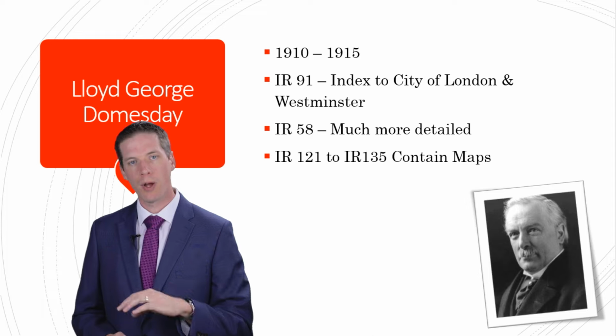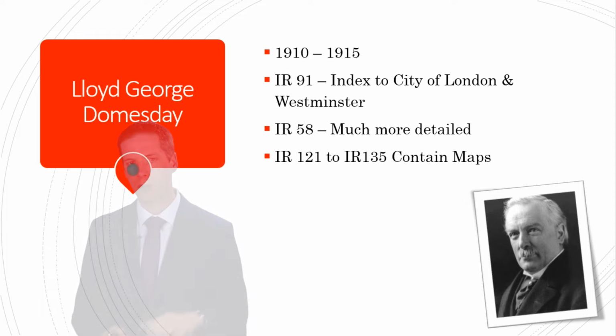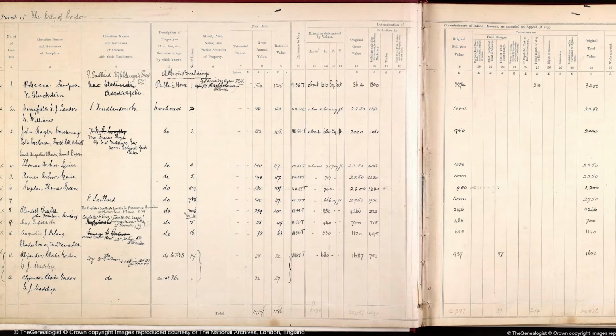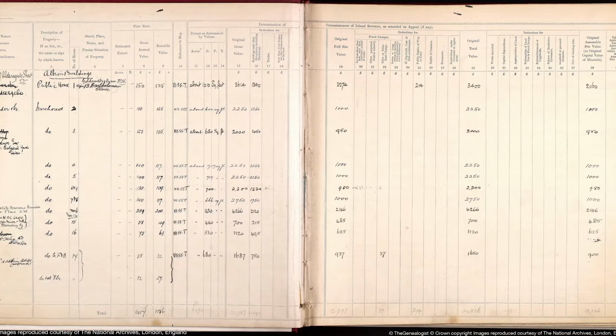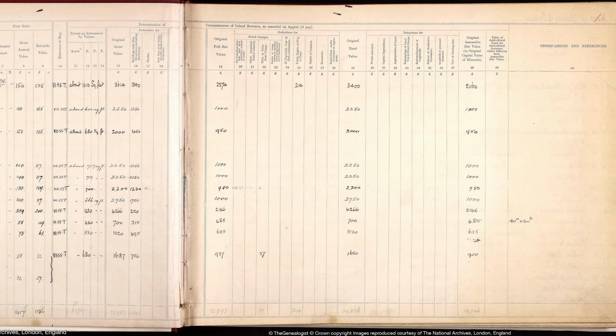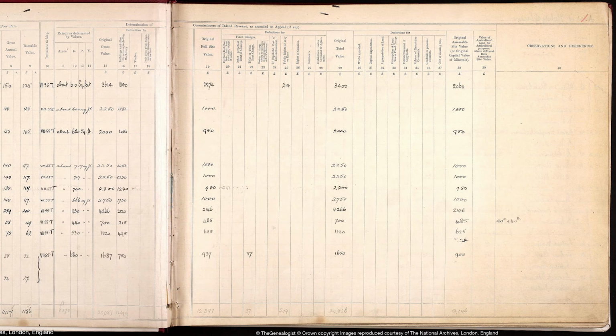Now, it comprises 3 sorts of record sets in the Lloyd George Doomsday. You have what was classed as IR 91, the National Archives original reference, which is an index to Westminster and the City of London, which is complete and online on the Genealogist at the moment.